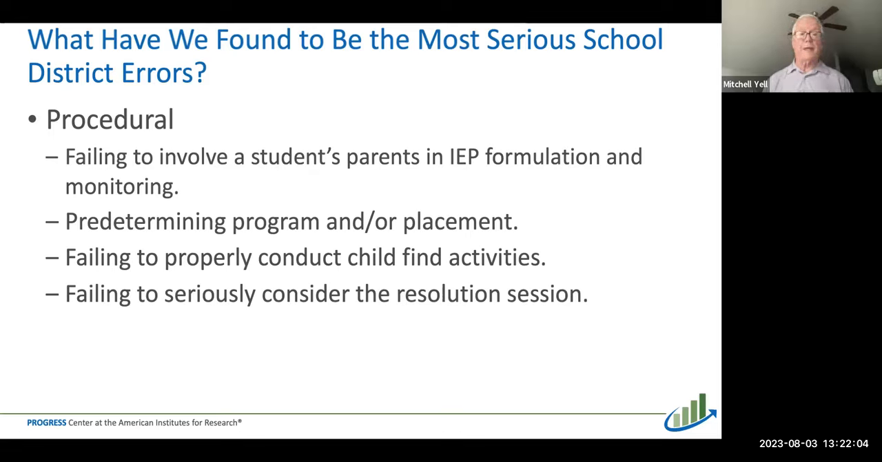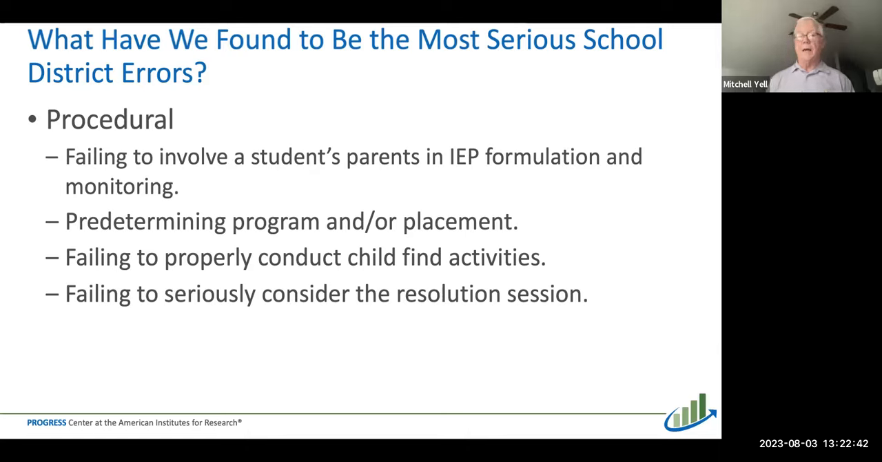That doesn't mean, and I was a teacher for 16 years and many of you have had this too, that sometimes you can't get parents, you can't find them, you can't convince them. Well, you still have the responsibility for writing an IEP, but you have to make good faith efforts to get the parent involved. A second major error is predetermining a child's program or placement. What that essentially means is the school makes the final decision without the parents.